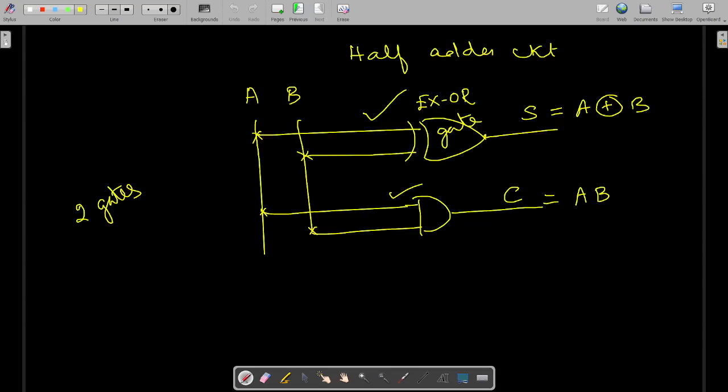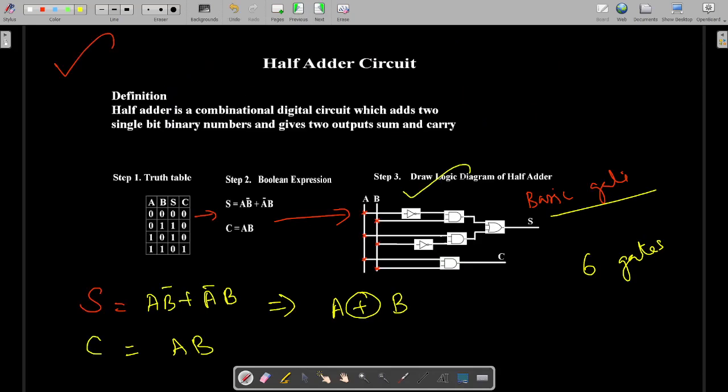Okay. So this is also a half adder circuit. Either you can go for this or you can go for the basic gates. Okay. That depends on, that is your choice.